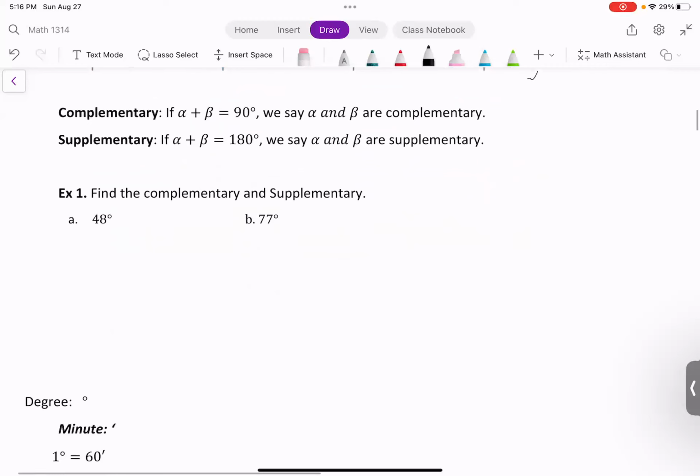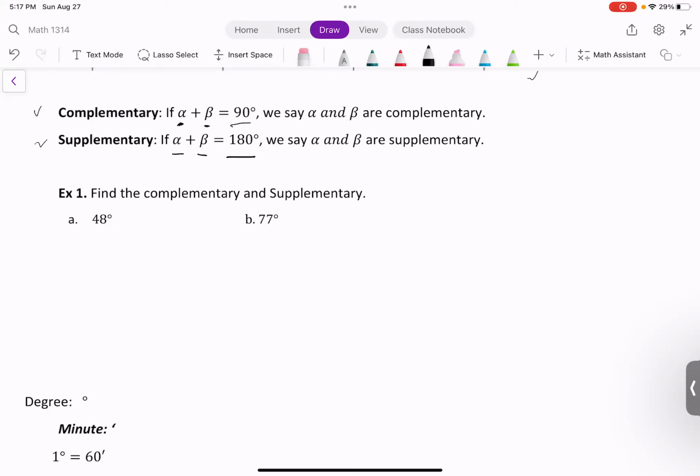Next, we will see two definitions, complementary angles and supplementary angles. Complementary means if I have two angles, alpha and beta, and the sum of these two angles is 90 degrees, then alpha and beta are complementary. If alpha plus beta equals 180 degrees, we say alpha and beta are supplementary.